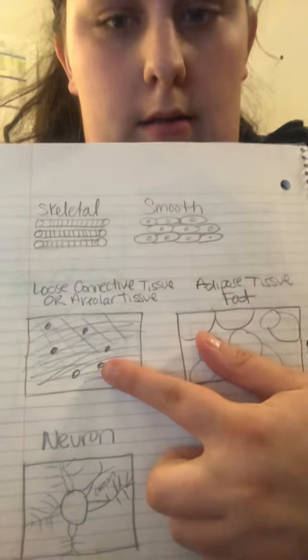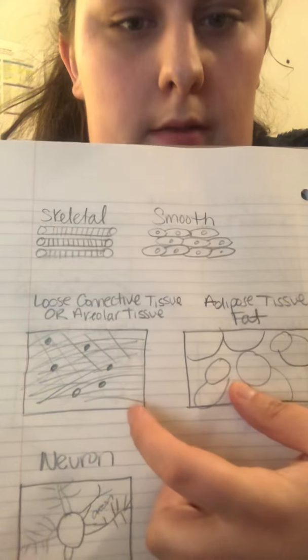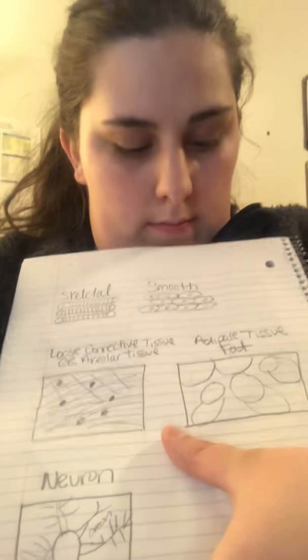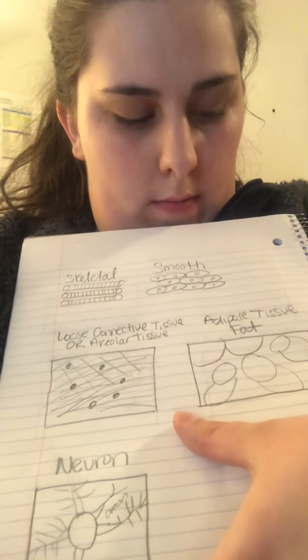Oh no, I did. They look kind of crappy, but that one is the loose connective tissue, and that one's the adipose tissue, fat. Okay, and that is all for that. I will upload another video of muscle and one about the nervous tissue.